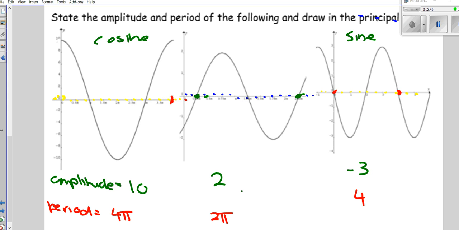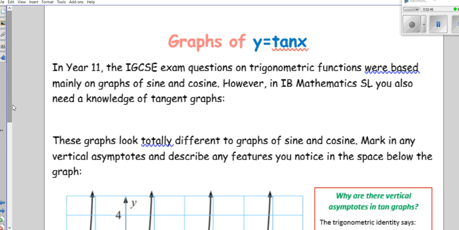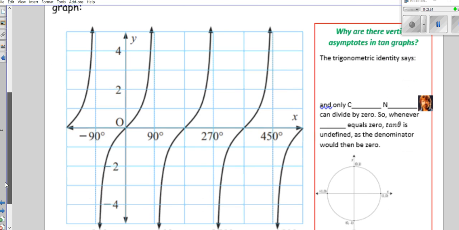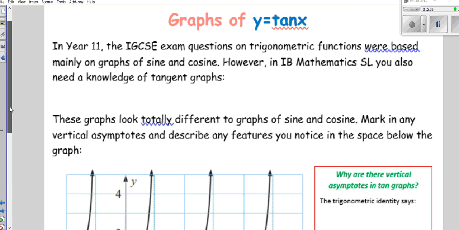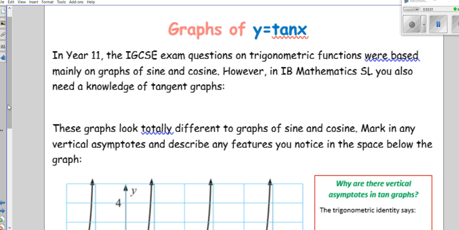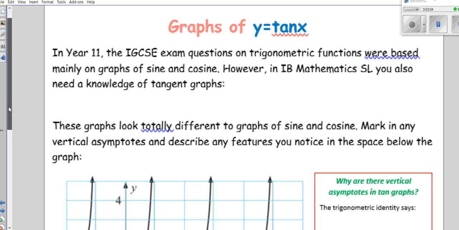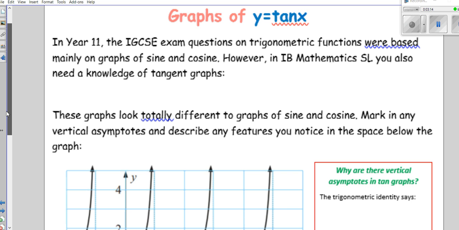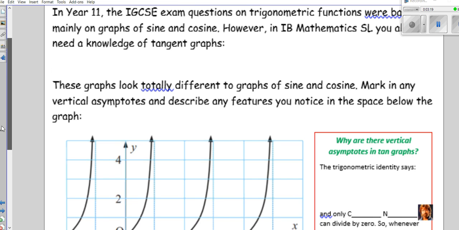And now we're going on to something next. Tan graphs. Tan graphs look nothing like sine and cos graphs. Have you ever seen that? That's a tan graph. Isn't it weird? It doesn't look anything like a sine or a cos graph. In year 11 GCSE exam questions, you probably saw a lot of sine and cos graphs. But in IB you also need a knowledge of tan graphs. Tan graphs were officially in GCSE as well, but you rarely saw them. These graphs look totally different to sine and cosine.